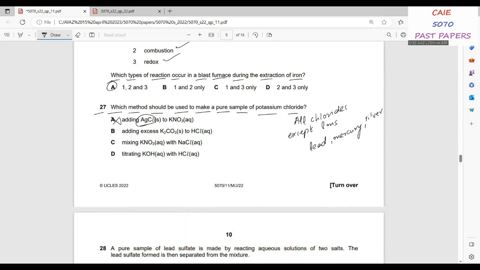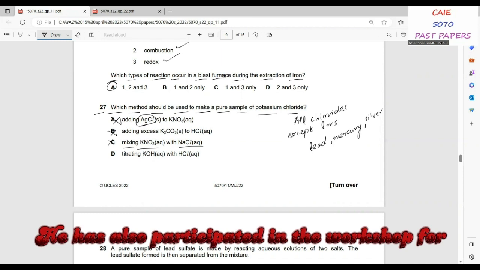So this is wrong. B, adding excess K2CO3 to HCl aqueous. K2CO3 is solid, so we need concentrated acid. So this is also incorrect. C, mixing KNO3 aqueous plus NaCl aqueous. Both are salts of highly reactive metals. Potassium and sodium are among highly reactive metals. So this reaction can't take place. Only D will be the right answer for this question.